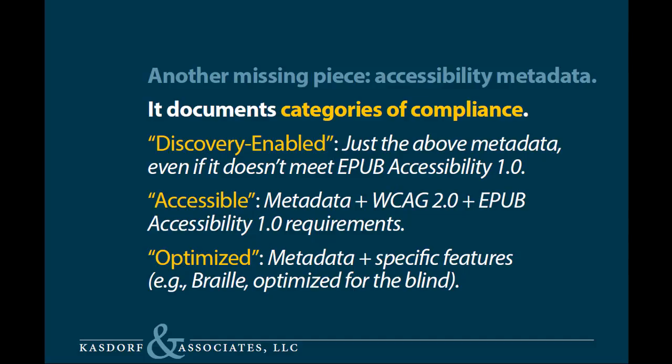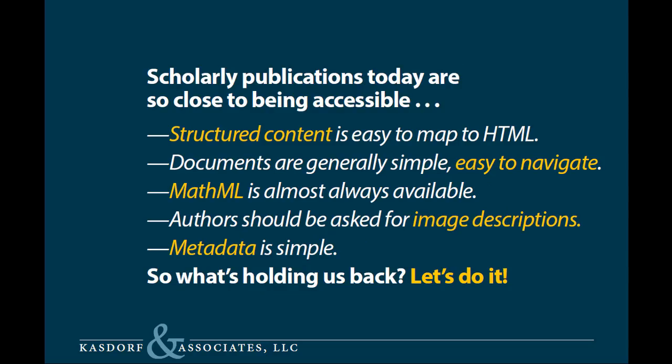One is, at least it's got that metadata so you know what you're dealing with. The other is it actually meets the accessibility 1.0 requirements, which is, has the metadata, it meets the WCAG requirements, and it meets the EPUB requirements, and then optimized because it's perfectly legitimate, for example, to create a file that's optimized for Braille. It doesn't do everything else that the accessibility requirement specifies, but it would be ludicrous to say it fails the accessibility when it's deliberately created for Braille.